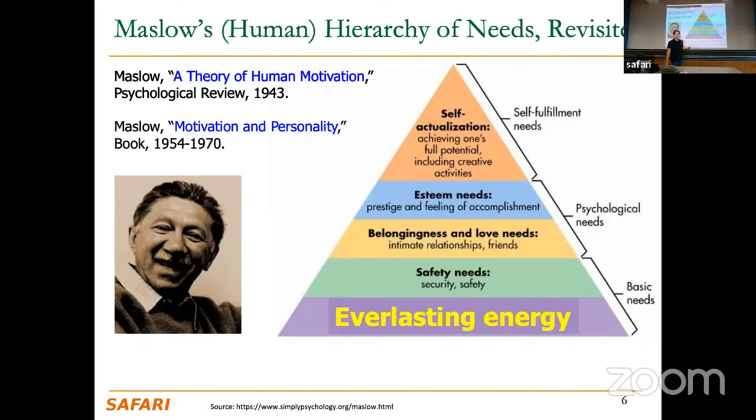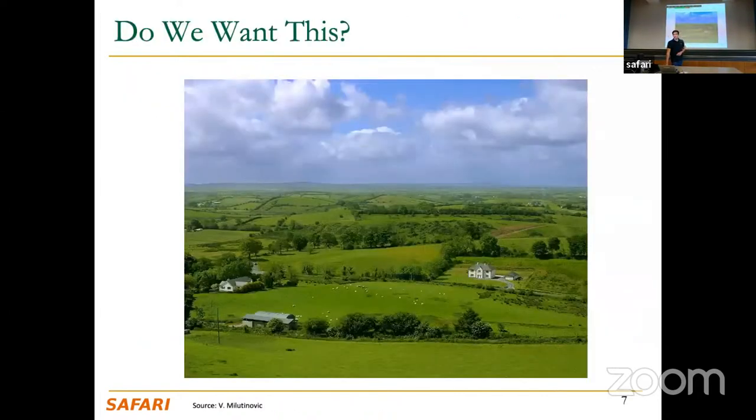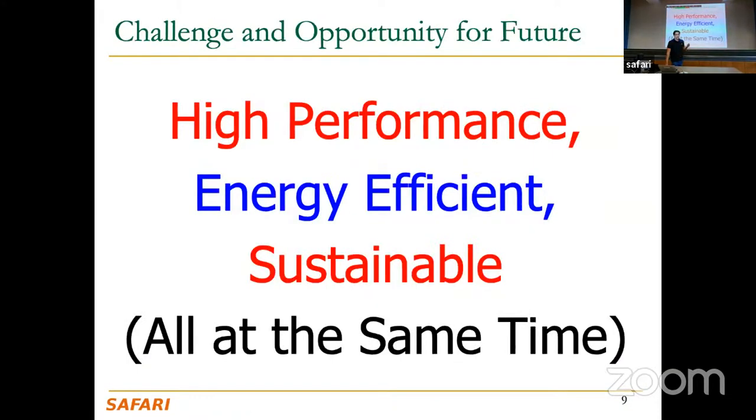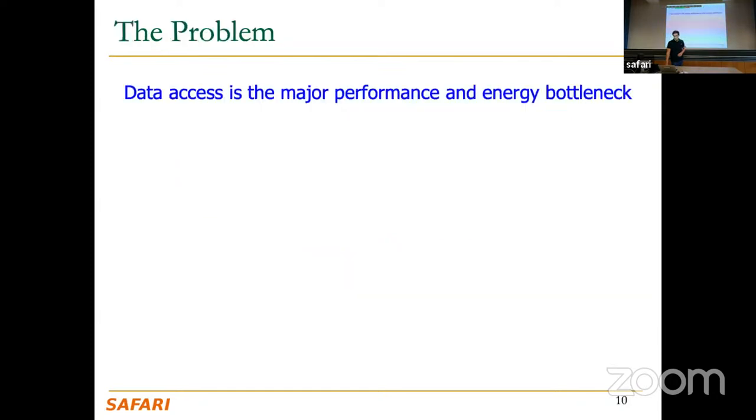And one of the reasons is because we want computing systems that contribute to a more sustainable world, and we want to avoid images like this one, right? So the goal, or the challenge and opportunity for the future, is to make computing systems higher performance, more energy efficient, and more sustainable, and all of them at the same time. Memory-centric computing systems can help with that.